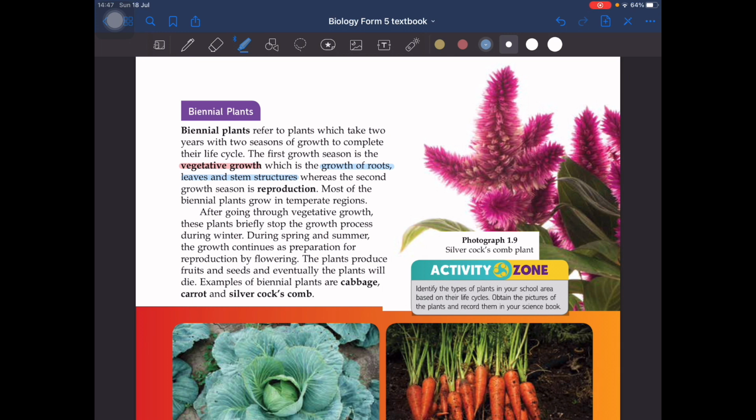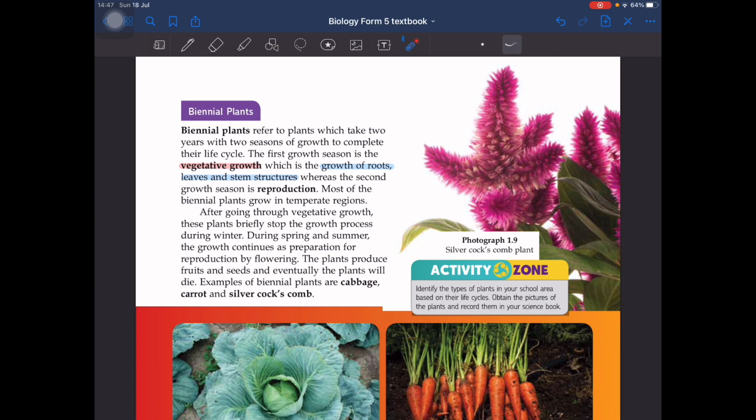Okay. So again, repeating the first round, the first growth of biennial plants is vegetative growth. So your roots, your leaves, and your stems. And then the second part is the reproduction. Right? So the second part is actually really important, of course, to make sure that when it dies, there is another generation of plants to continue the lineage of that species.